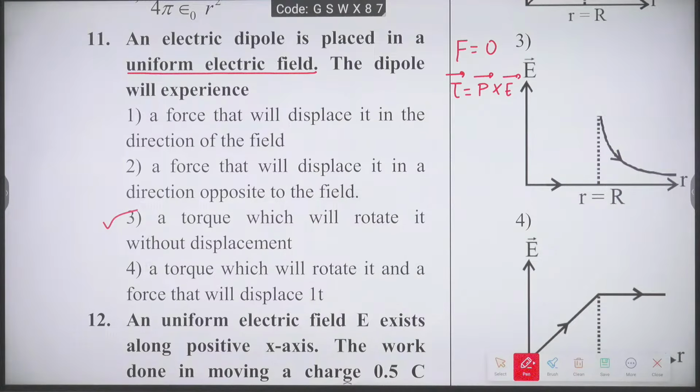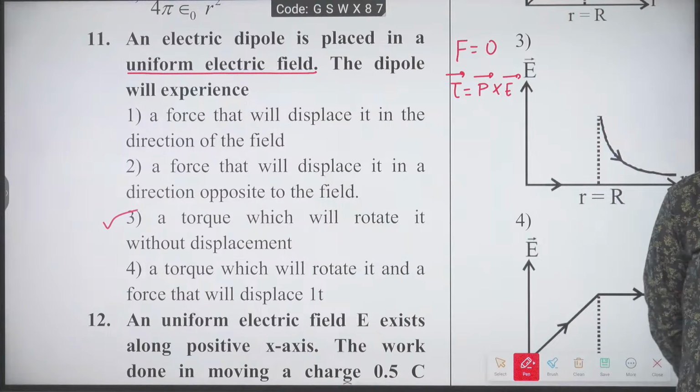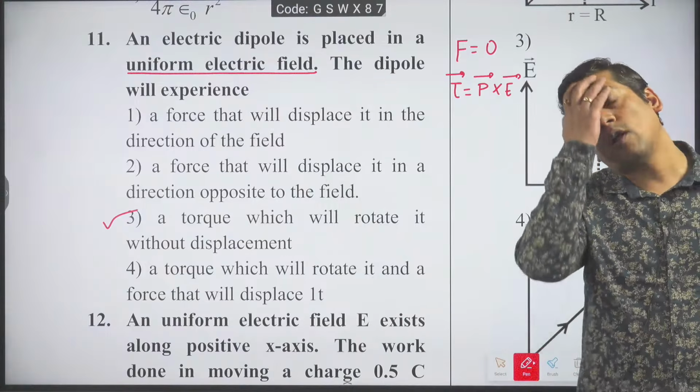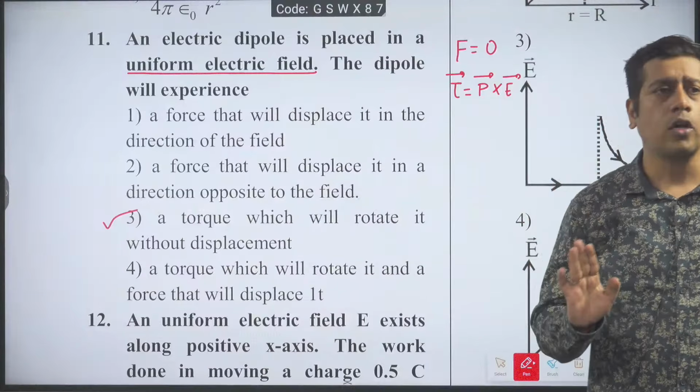Okay. Yes, I know that torque may be there, may not be there, but I think the best option is 3 only, because options 1, 2 and 4 say that force must be there, which is completely wrong. 3 can be correct. And most of the time 3 will be correct, because torque will be 0 only at theta equal to 0 degree and 180 degree. In the remaining cases torque will be there, right?